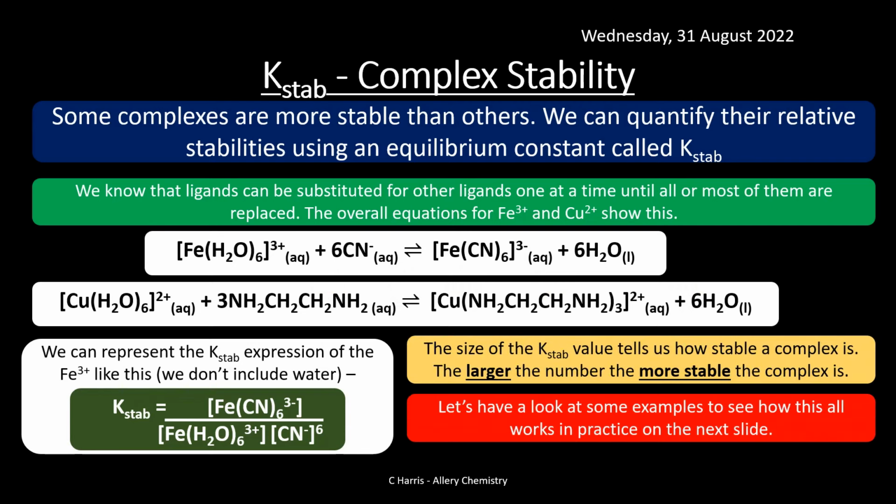So the size of K-stab tells us how stable a complex is. And quite simply, the larger the number, the more stable it is. So let's have a look at some examples and see how this works in practice, because it's going to dictate certain reactions and why we see certain reactions anyway.